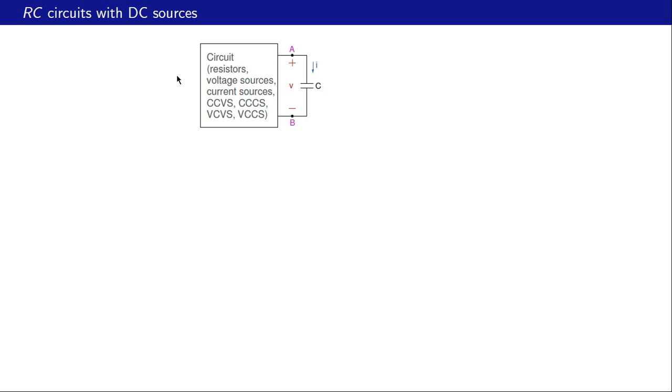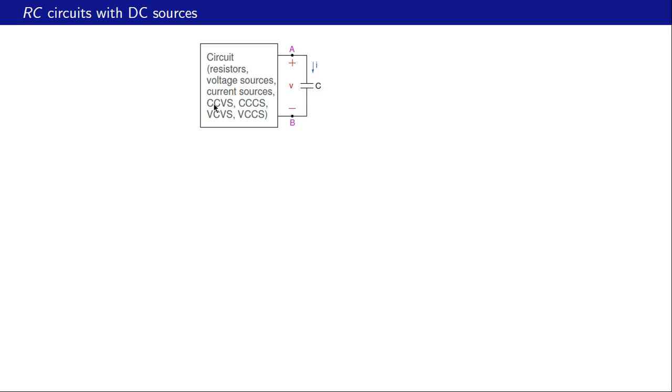Let us now start our discussion of RC circuits with DC sources. And this situation, as we will find out, is very common in electronic circuits. Once we have this background, we will be able to calculate, for example, pulse width or oscillation frequency in a circuit.